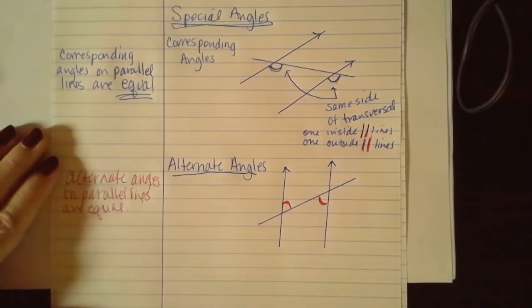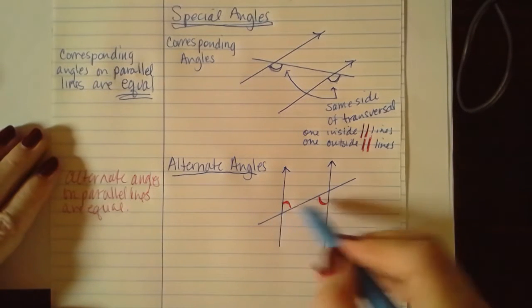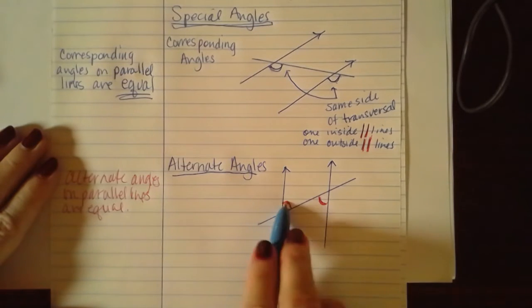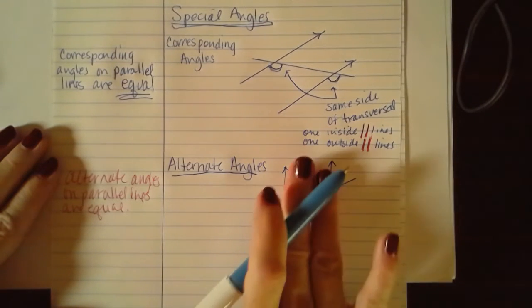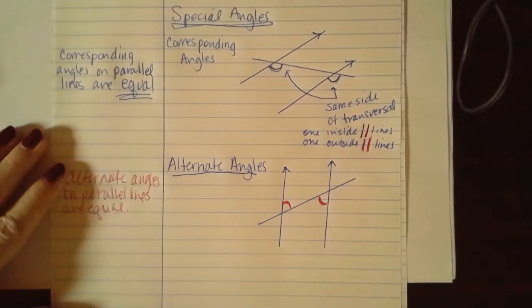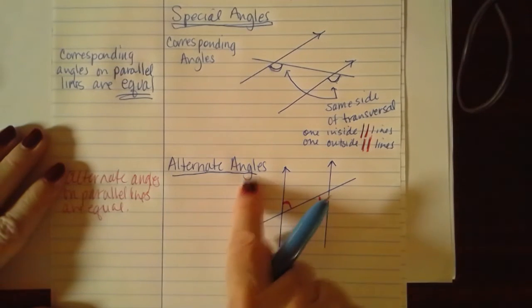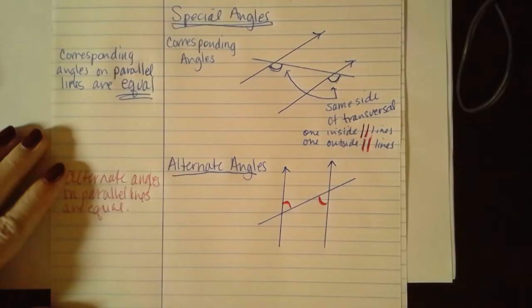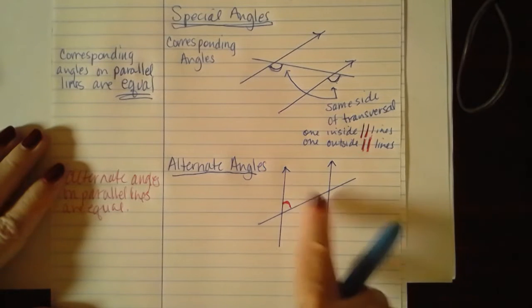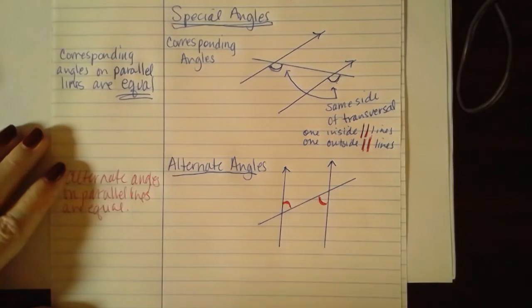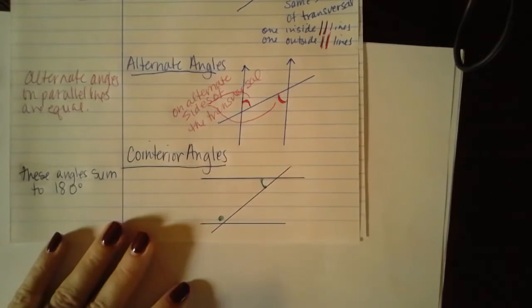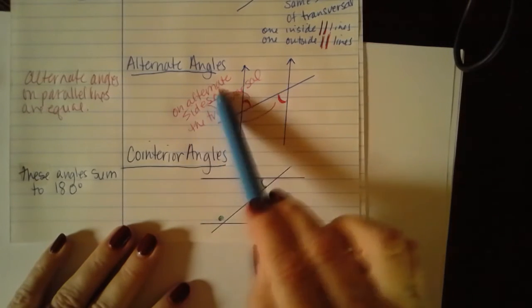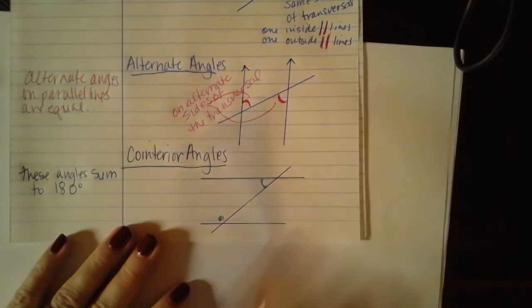They're equal. Notice that they're on different sides or alternate sides of the transversal, and they're between the parallel lines. You should make a note about those alternate angles and that they are equal and that they're on different sides of the transversal. Okay, I've made a note that these are on alternate sides of the transversal and they're between the parallel lines.